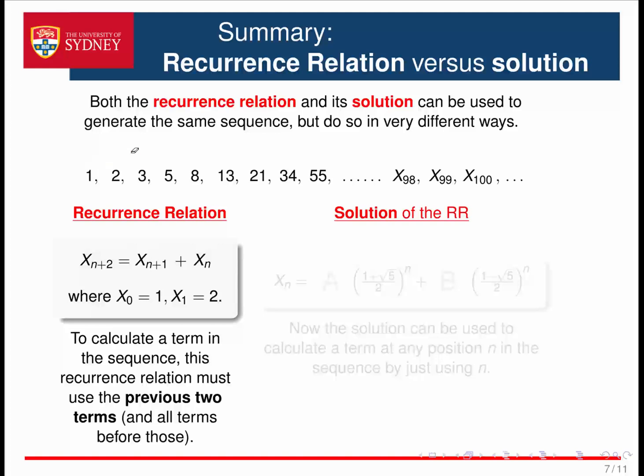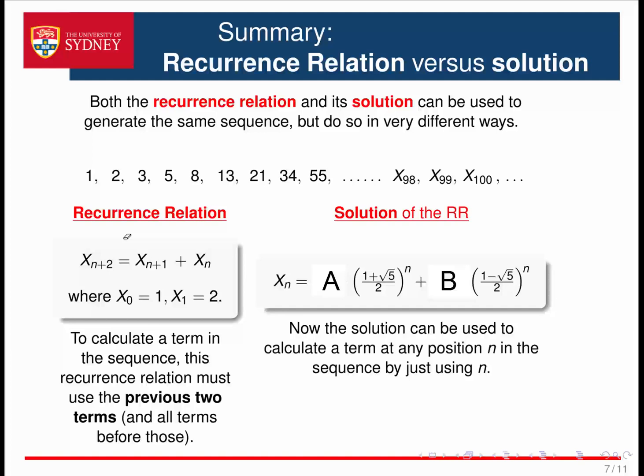To calculate the next number, we add up the last two. So x3 is equal to 3 plus 2, which is 5. And then the next term is 5 plus 3, which is 8, and so on. So here, just as in the last example, if we calculate the 100th term using this method, we would have to use the recurrence relation all of, in this case, 99 times.